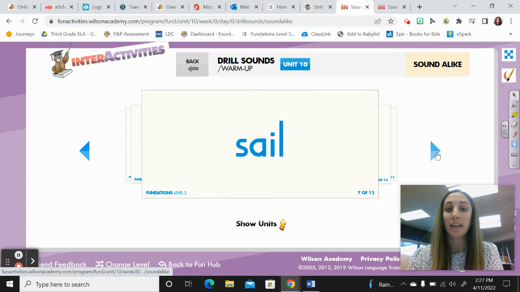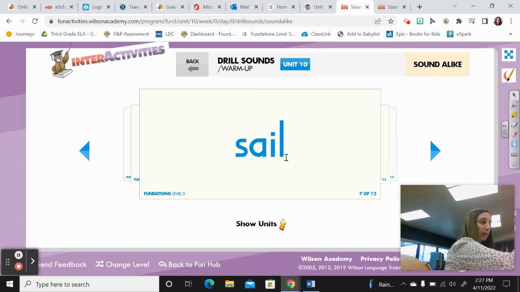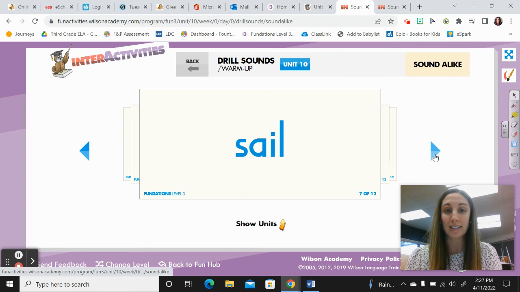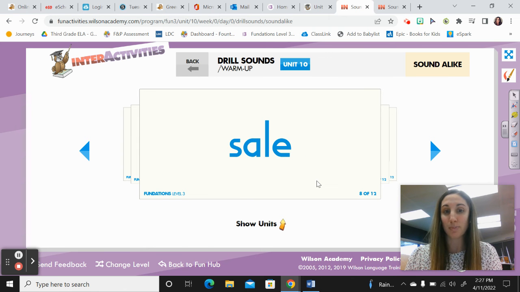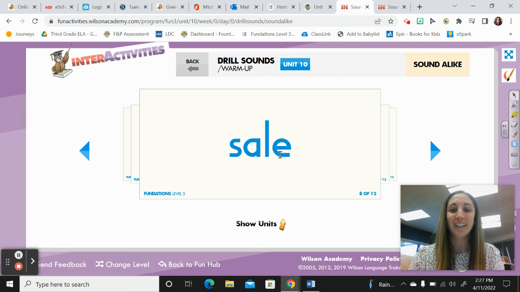Good job. This one, say it, sail. Spell it. S-A-I-L. This is fabric that helps make a boat move, right? With the wind. This sail, spell it. S-A-L-E. Right. When you buy something that was on sale, a good price, hand the money to the cashier, grab your item, and smile.